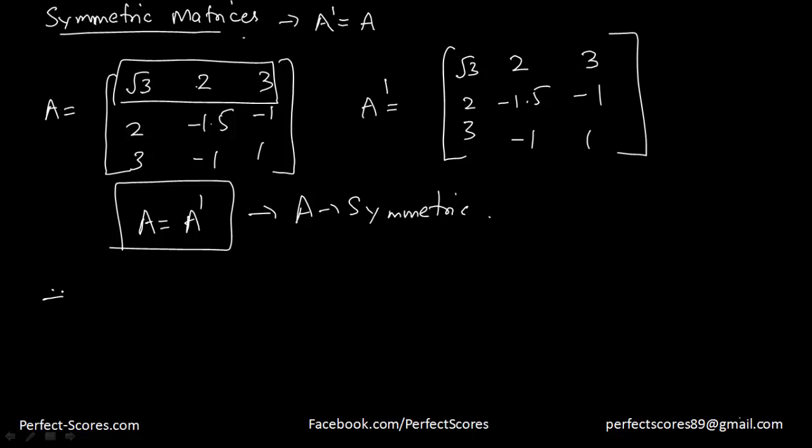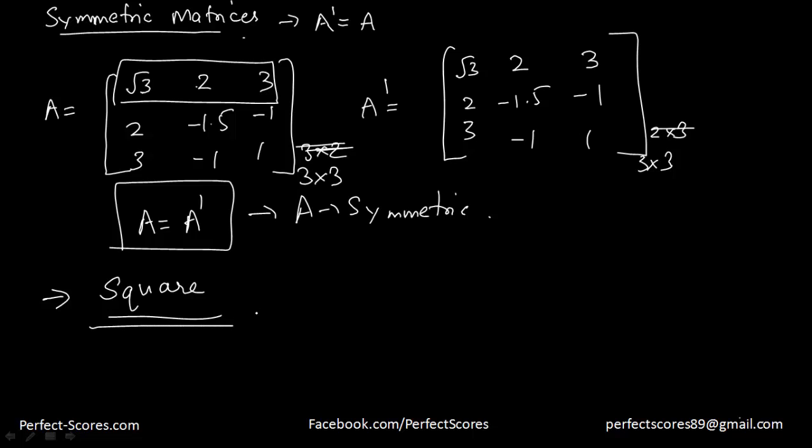And understand one more thing: a matrix can be symmetric if and only if it's a square matrix, because if this is 3 into 3, the transpose is also 3 into 3. But if this is 3 into 2, the transpose will become 2 into 3 and the matrices will not be equal. So it has to be a square matrix. That is all about a symmetric matrix.